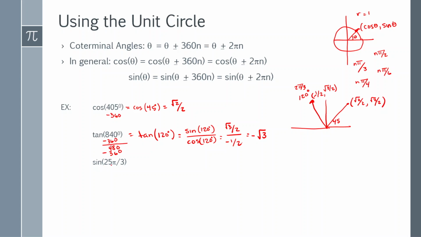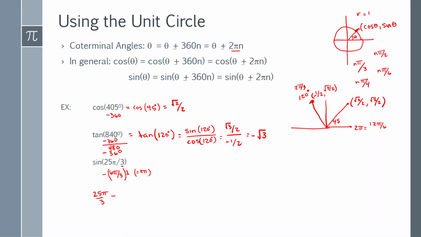Now this next example, sine of 25 pi thirds, is in radians. So instead of subtracting 360, we're going to subtract multiples of 2 pi. Because this is in thirds, I'm actually going to subtract 6 pi thirds, because that's equal to 2 pi. And what I really need is to subtract a multiple of that to get less than 2 pi.